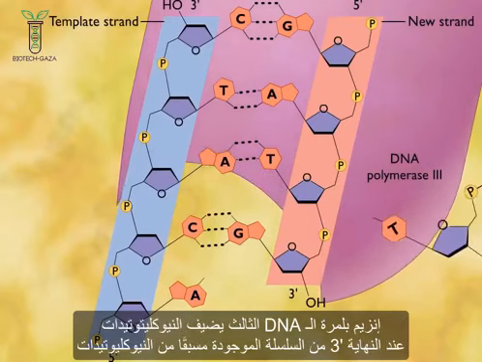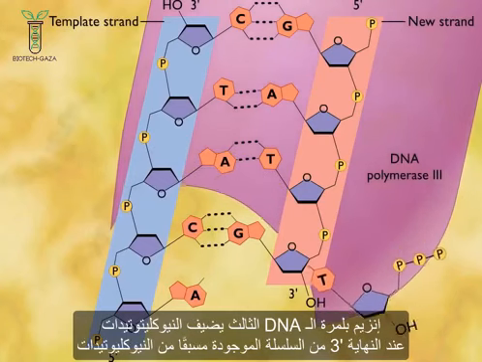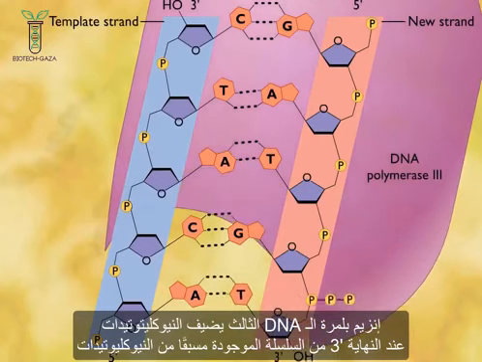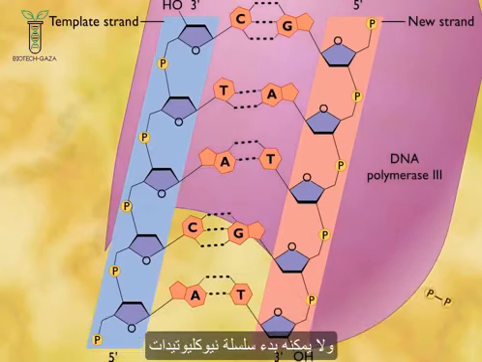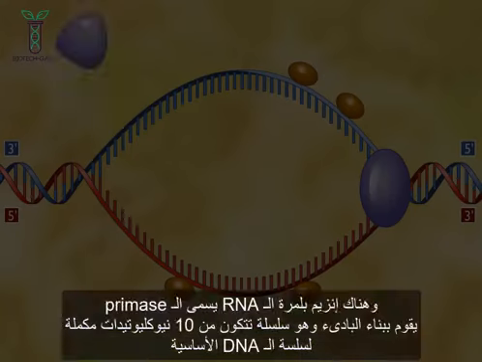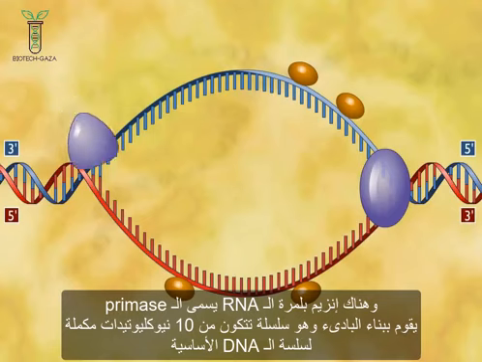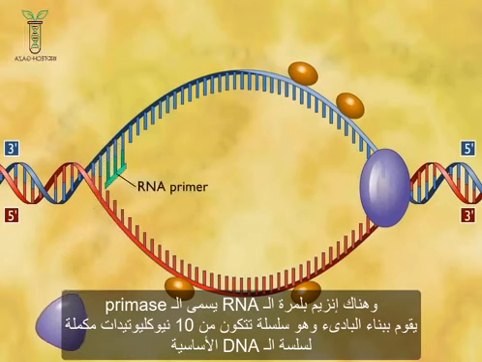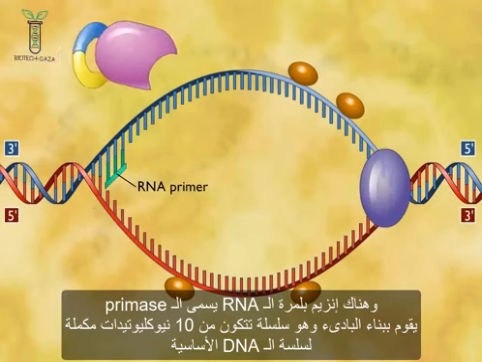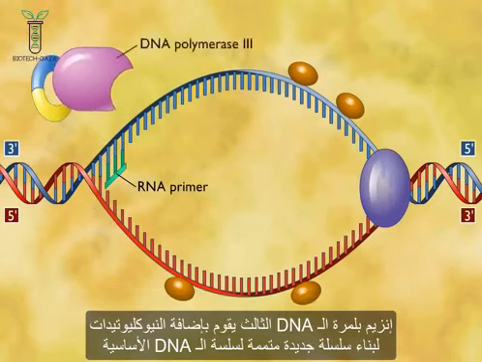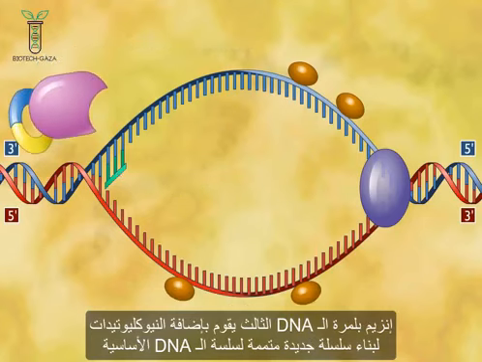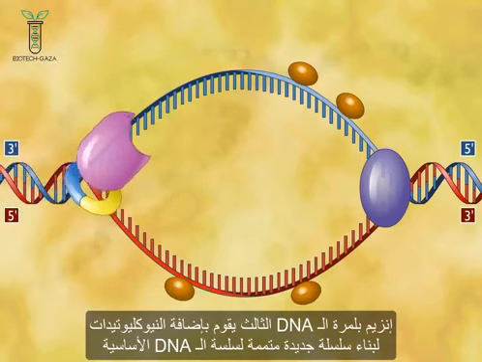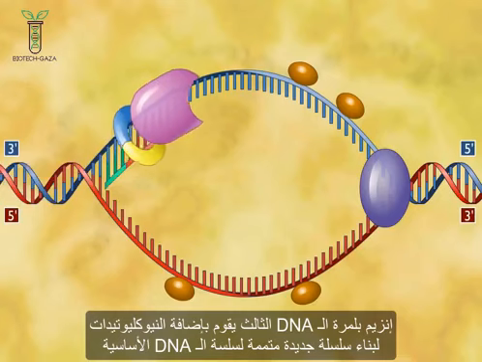DNA polymerase III can only add a nucleotide to the 3' end of a pre-existing chain of nucleotides, and it cannot initiate a nucleotide chain. Therefore, an RNA polymerase, called a primase, constructs an RNA primer, a sequence of about 10 nucleotides complementary to the parent DNA. DNA polymerase III can then add deoxyribonucleotides to synthesize the new complementary strand of DNA.